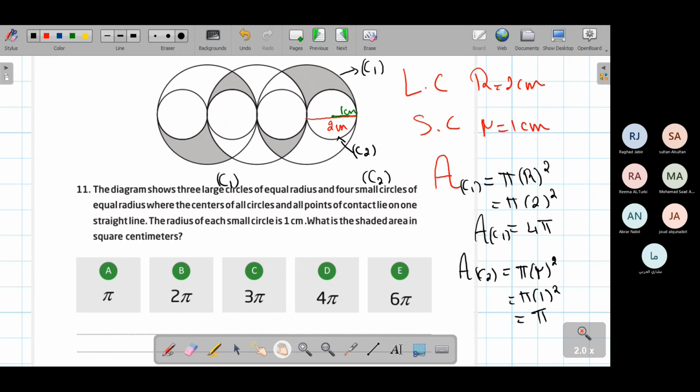Okay, so now we want to find what? The area of the shaded region. Okay?